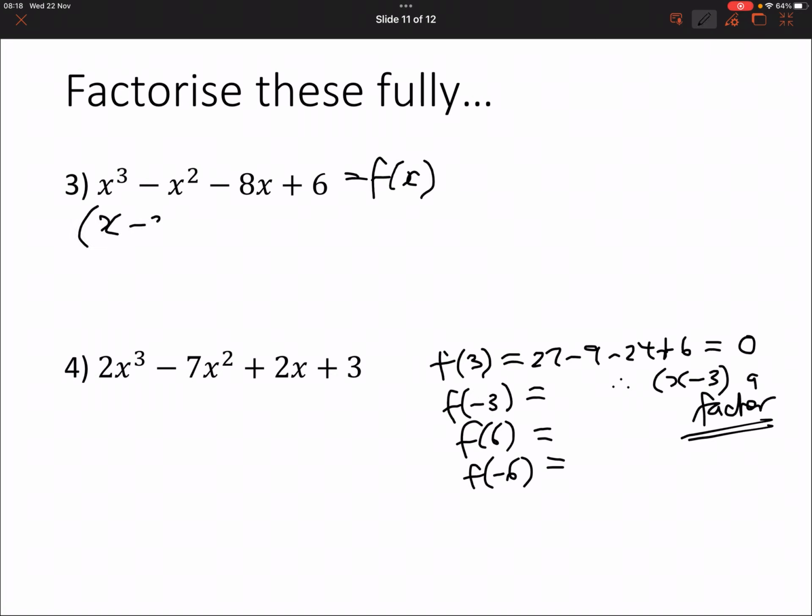X minus 3 times by what? Times by x squared plus 2, right, minus 3x squared. I need some other x squareds because I want just minus 1x squared for now, so that needs to be a plus 2x. Aha, yeah, okay, now I remember.